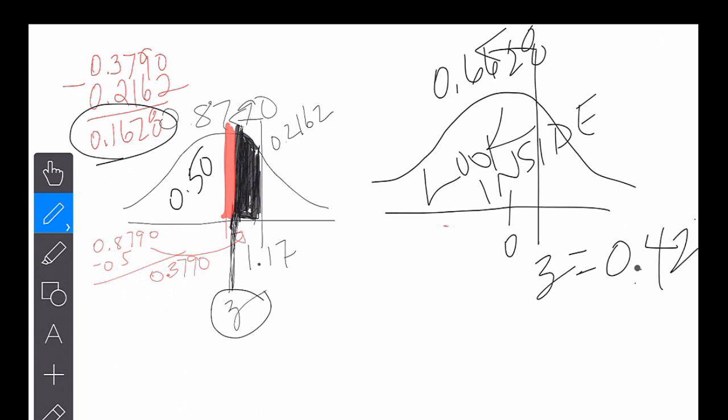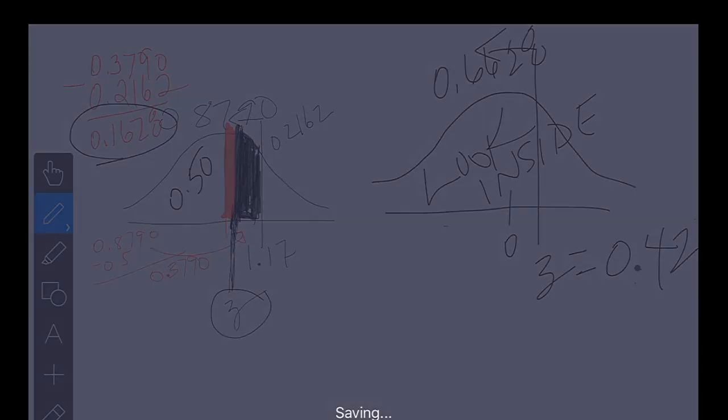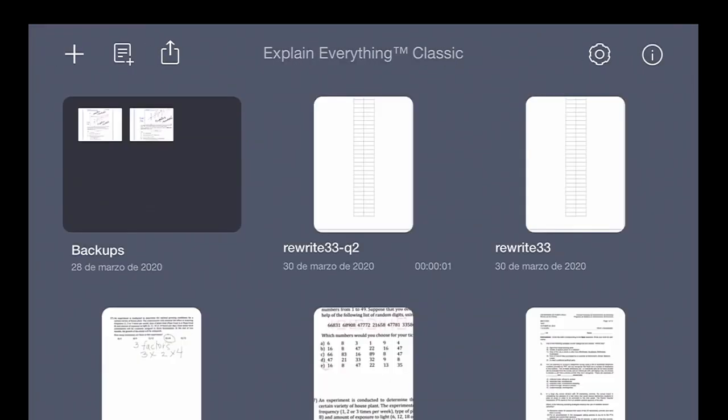Okay, so that is the answer when you look it up inside. I will save that. I didn't keep track. Marlene, why do you have 0.98 negative?